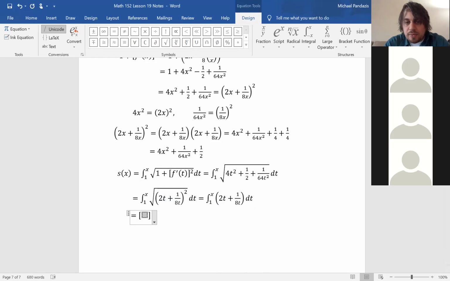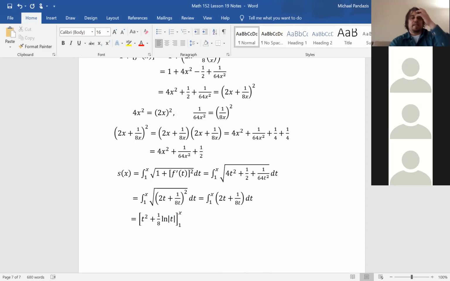Okay, so an antiderivative of 2t is t squared, plus an antiderivative of 1 over 8t is 1/8 ln of the absolute value of t. Okay, and so then you evaluate this from 1.